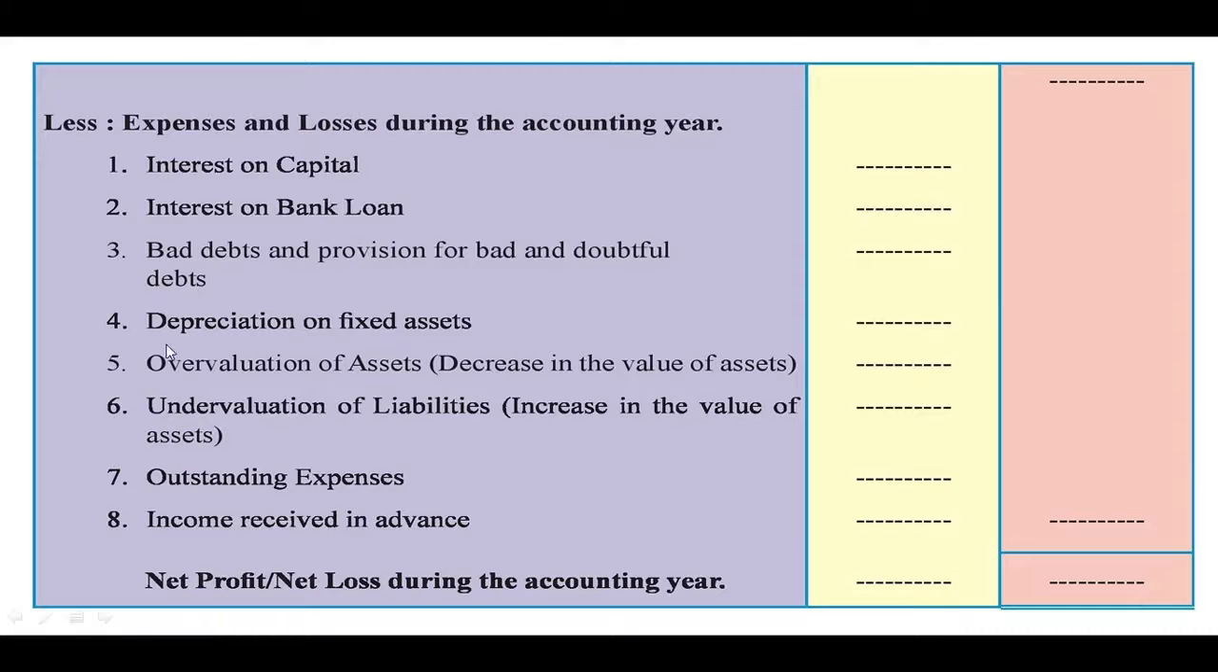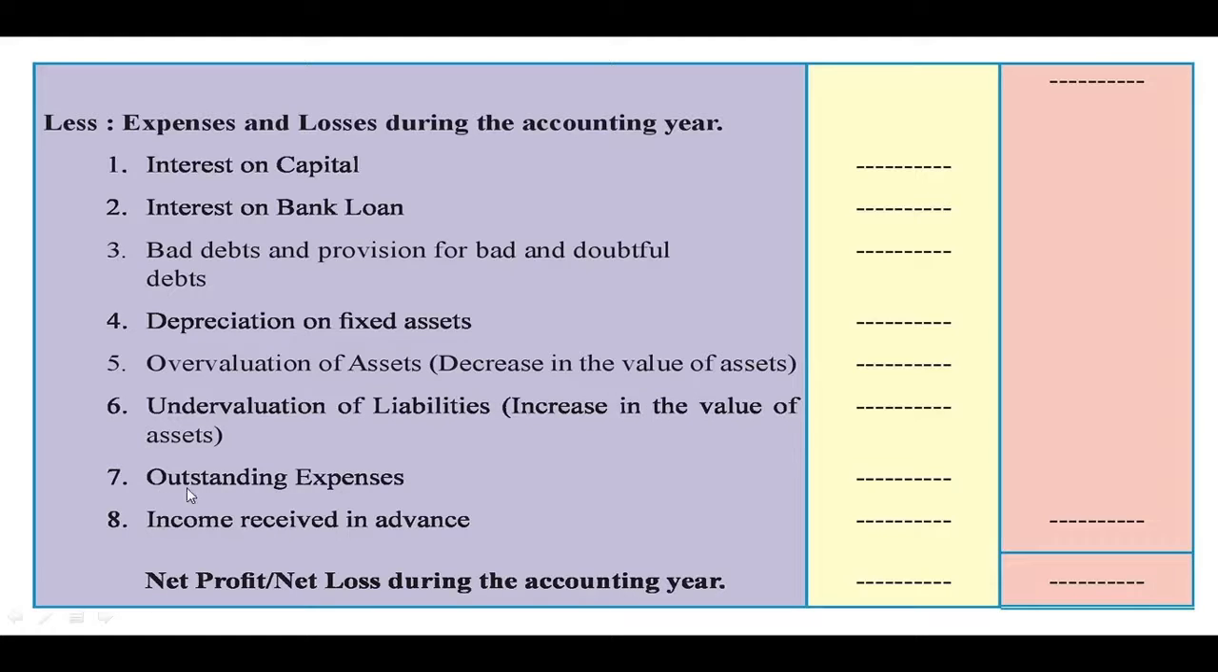Then we have to subtract the expenses or losses, interest on capital which is to be paid to the businessman, then interest paid on loan borrowed from the bank, then bad debt or any new provision is made for the estimated bad debt, then depreciation on fixed assets, then overvaluation of the assets. If the assets are overvalued, we have to reduce the value of that asset in order to get the correct value. Then undervaluation of the liabilities, if the value of the liabilities is written less than the actual value, then we have to increase the value of liabilities.